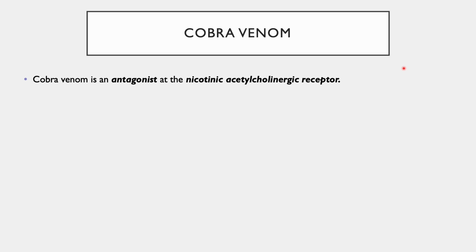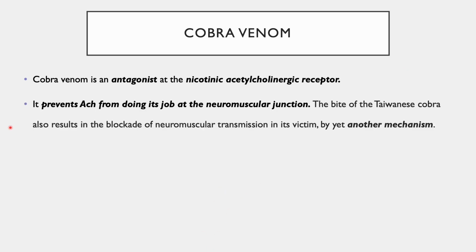Cobra venom functions differently from the two previously described poisons. Like curare, it is an antagonist, which means it blocks the receptor. Cobra venom specifically blocks the nicotinic acetylcholinergic receptor, so it prevents acetylcholine from doing its job at the neuromuscular junction.